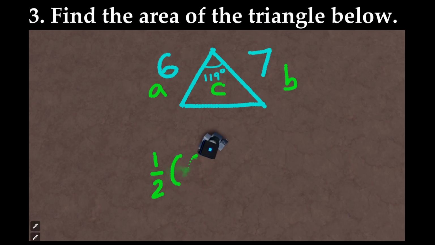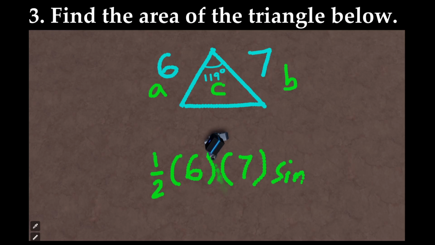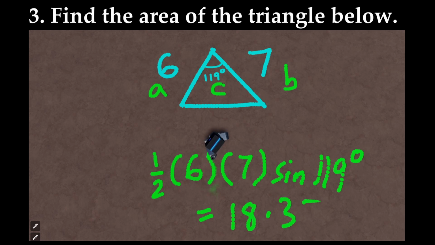So 1/2 times 6 times 7 times sine of 119 degrees. Put that into a calculator, and what you should get is 18.37. And that's it. That's the area of this triangle.